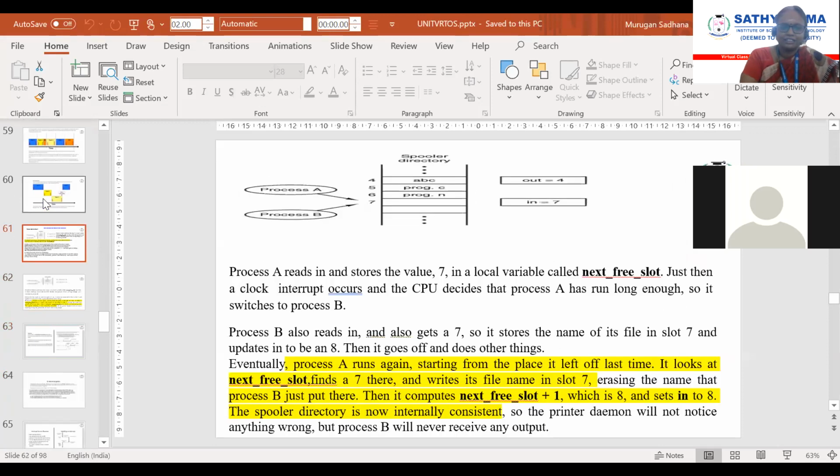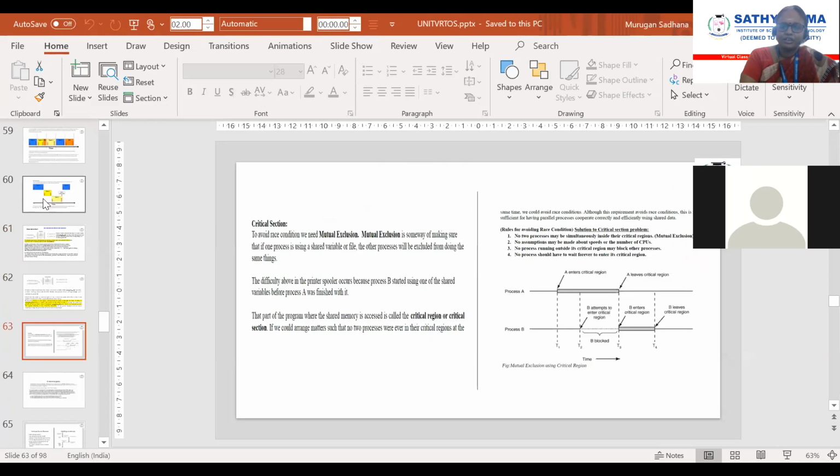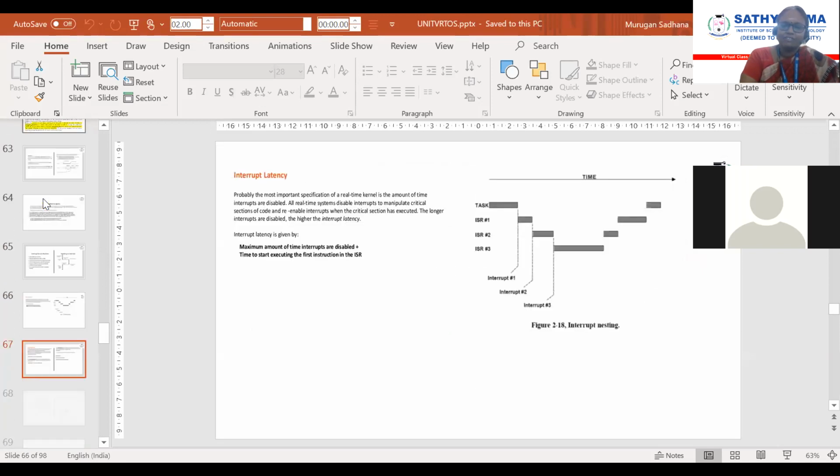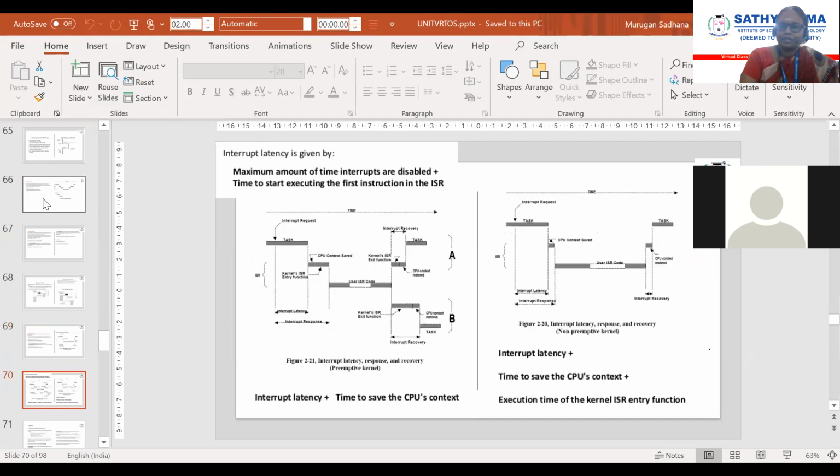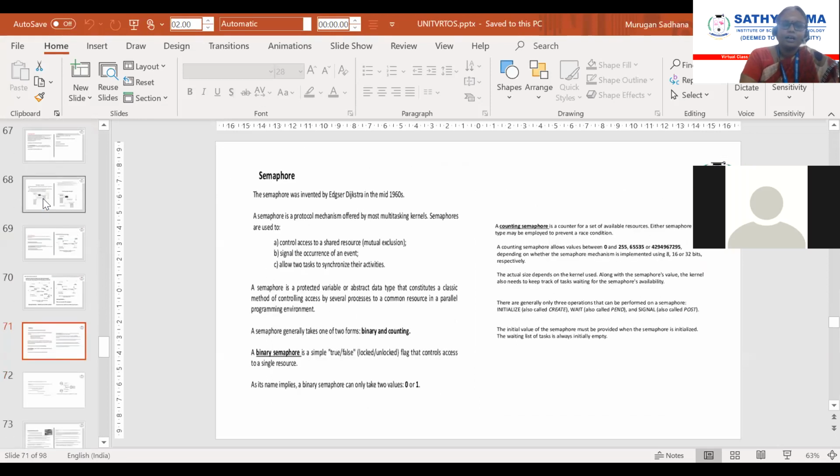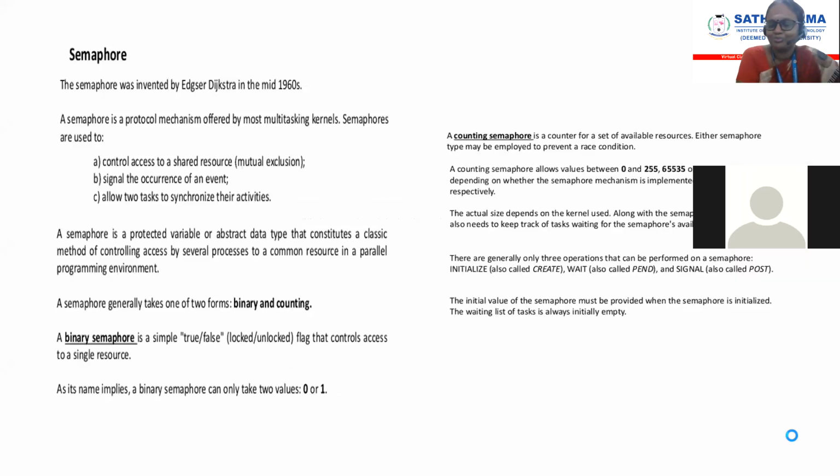We discussed race condition yesterday: what is race condition and what is mutual exclusion. Then we saw the ISR, the interrupt service routine, and scheduling using preemptive and non-preemptive algorithms. Then we discussed semaphore. Can anyone tell me what is semaphore? I put that PPT up for you. Can anyone tell me what is semaphore?